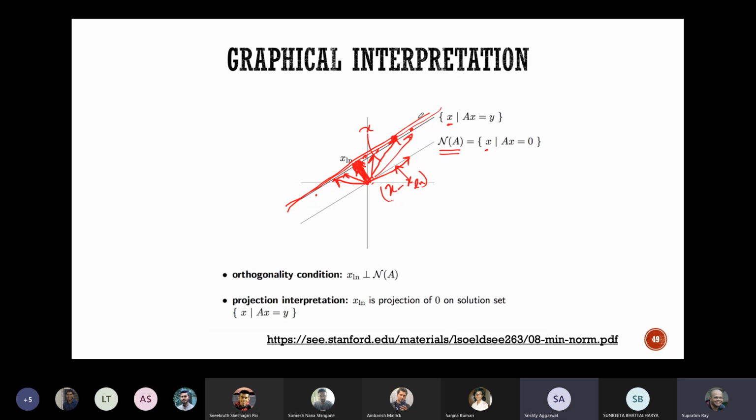Every point on this is a solution of your Ax equal to y. There are an infinite number of x's for which Ax will be equal to y, but x_ln is this particular value here, which has the smallest norm, which is the shortest solution.